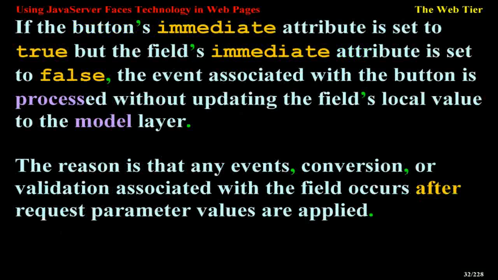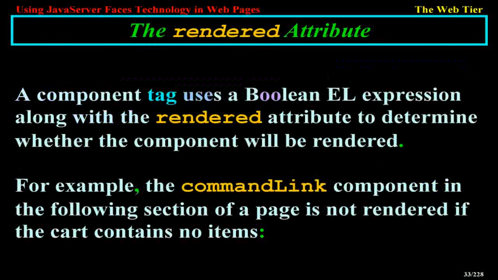If the button's immediate attribute is set to true but the field's immediate attribute is set to false, the event associated with the button is processed without updating the field's local value to the model layer. The reason is that any events, conversion, or validation associated with the field occurs after request parameter values are applied. The rendered attribute. A component tag uses a Boolean EL expression along with the rendered attribute to determine whether the component will be rendered.